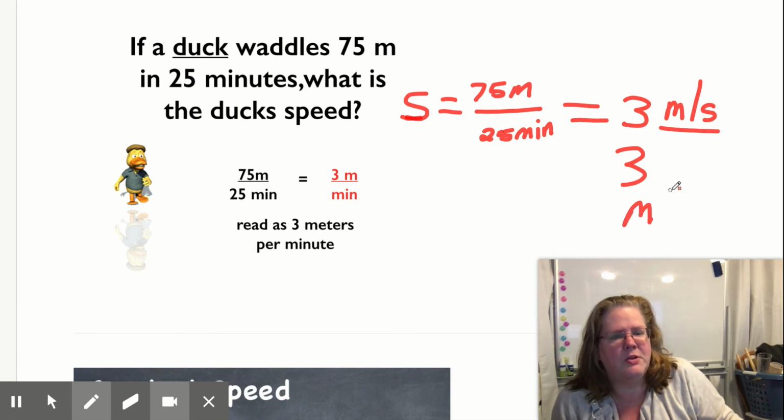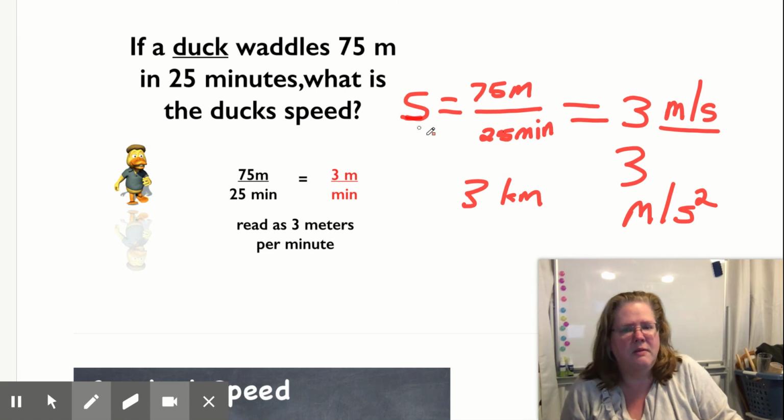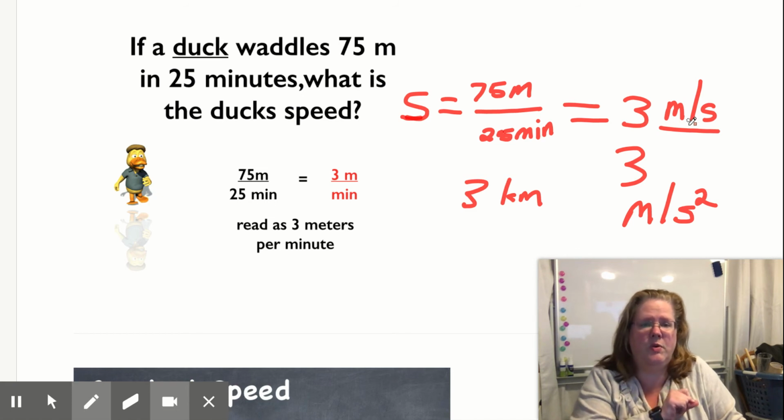If you told me meters per second squared, I would be able to tell you that that's an acceleration unit. If you were to tell me it's 3 kilometers, I know that's a distance. So in science, the unit tells us everything. So on paper, when we go to do this, you need to tell me what it is we're solving for, in this case, speed. You need to set up your problem with units, and then you need to tell me what the answer is with units.